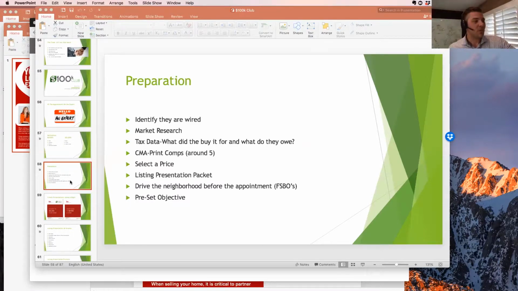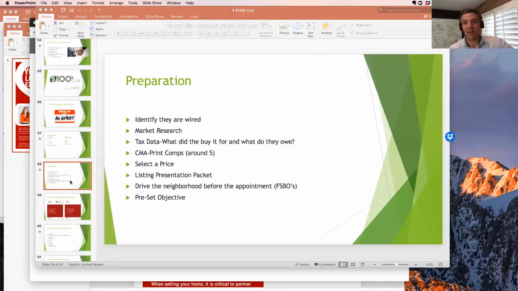Tax data. It's really important to pull the tax data, really for a couple of reasons. Number one, the tax data in the previous history is a lot of times what people tell you they owe on the house or what they bought the house for isn't necessarily the truth right up front.